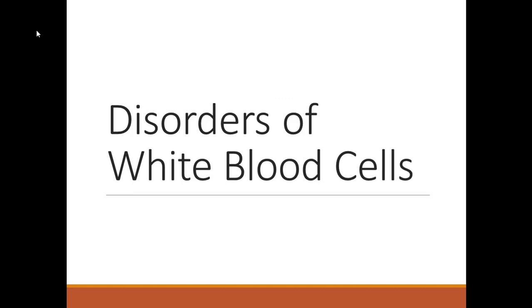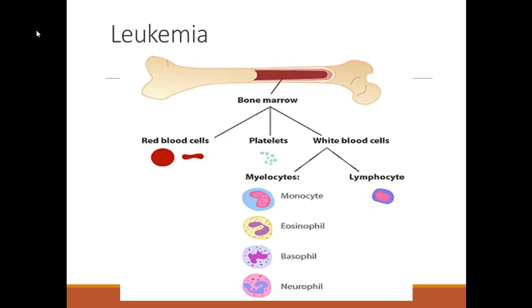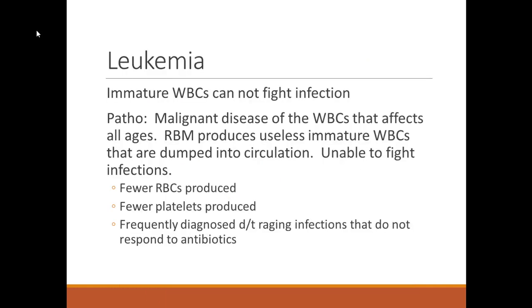All right, disorders of white blood cells. This is where we are getting into leukemias. So this just shows the bone marrow, the red blood cells, the platelets, the white blood cells, the types of white blood cells. This just kind of shows everything that is produced in the bone marrow.